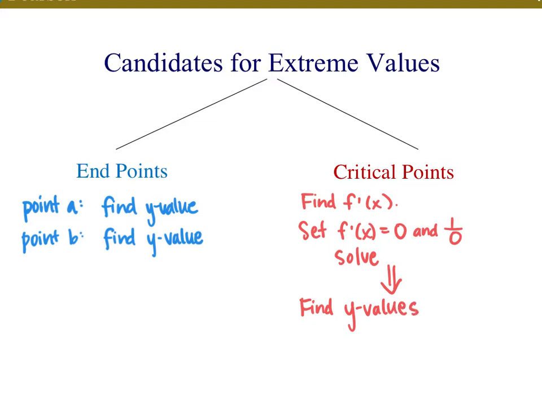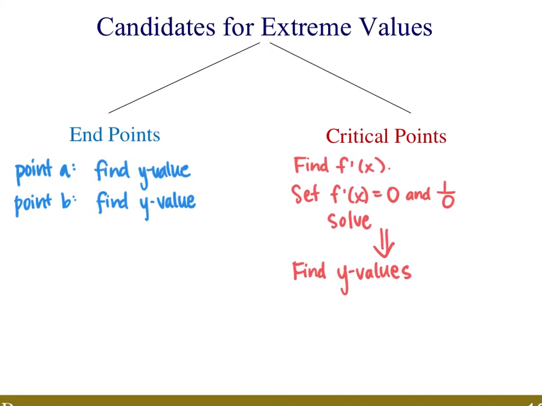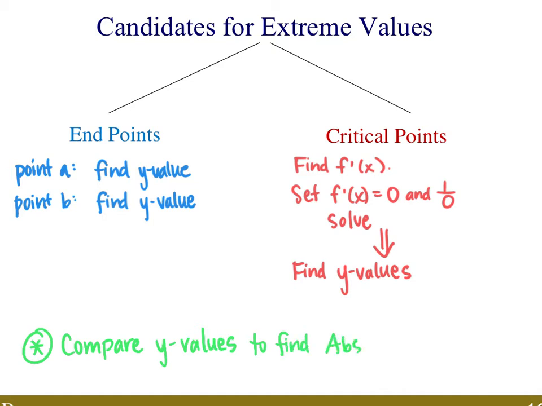So you start with the endpoints, you find their y values. Move on to the critical points. Use the process of finding the critical points and then find the y values that go with that. When you're done with all of that, you're going to compare the y values to each other. And then you're going to find the absolutes from that. Okay, so you'll have some high ones and some low ones. The highest of the high would be the absolute max. The lowest of the low would be the absolute min. Okay, so that's just sort of a little drawing to help you through the process.